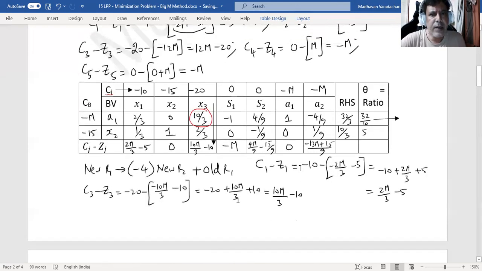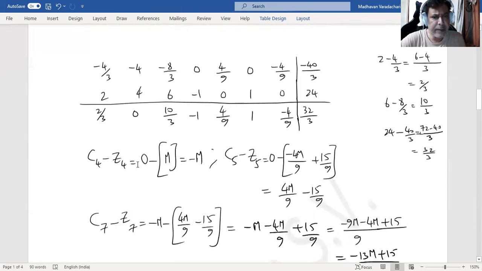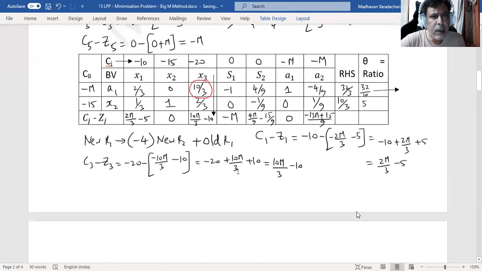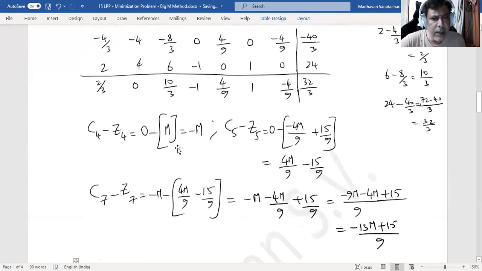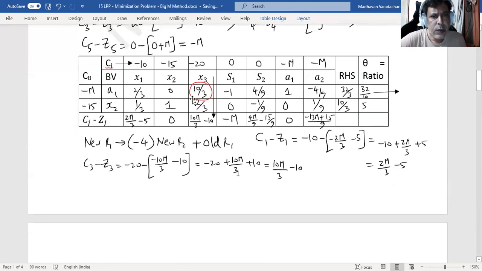Okay. Now, what is to be divided? All these elements are to be divided by 10 by 3. Dividing by 10 by 3 is the same as multiplying by 3 by 10. So, 2 by 3 into 3 by 10 becomes 2 by 10. 2 by 10 is nothing but 1 by 5. Okay, next one. 0 into 3 by 10 is 0 only. Then the next one will become 1.